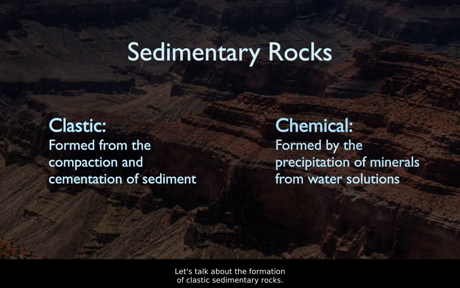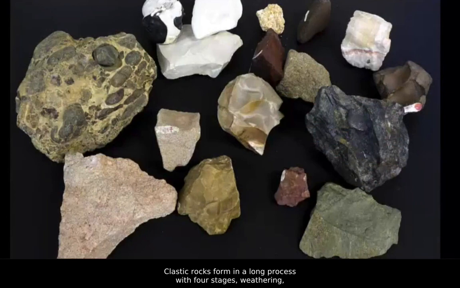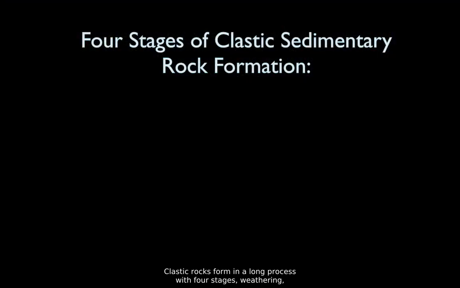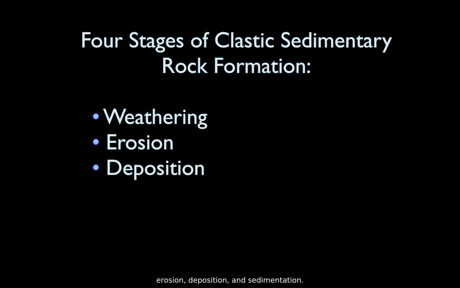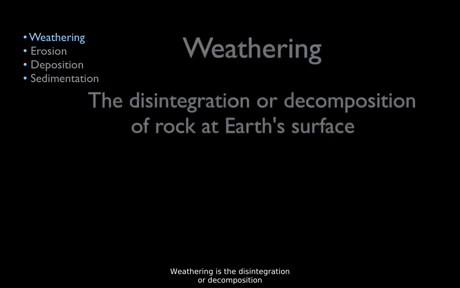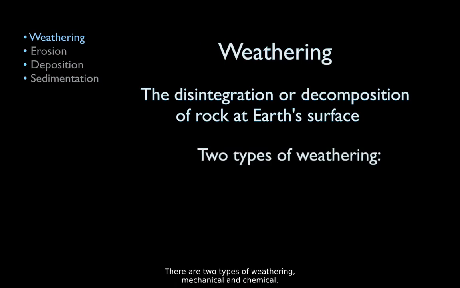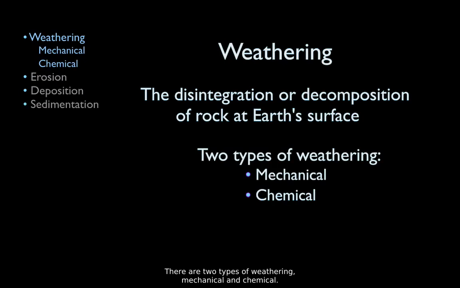Let's talk about the formation of clastic sedimentary rocks. Clastic rocks form in a long process with 4 stages: weathering, erosion, deposition, and sedimentation. Weathering is the disintegration or decomposition of rock at or near Earth's surface. There are 2 types of weathering, mechanical and chemical.